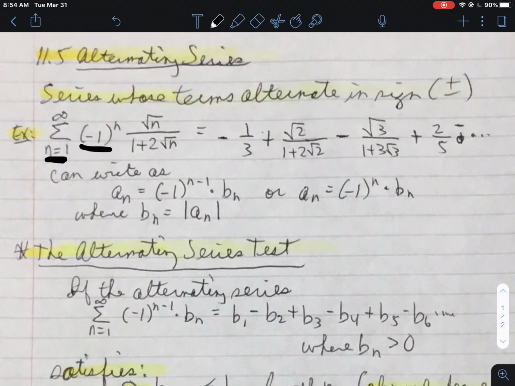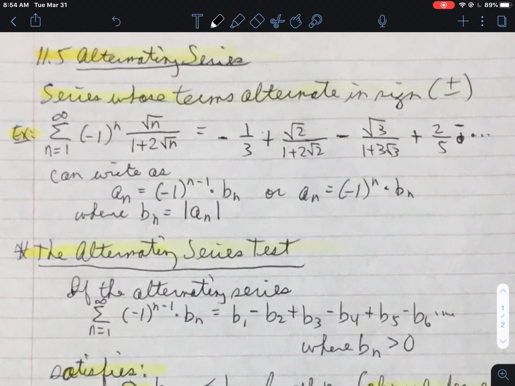So if I start, for example, with n equals 1, -1 to the n, the first term there would be negative, -1 to the first. If instead of -1 to the n, say I put -1 to the n plus 1, then my first term would be -1 squared, which would give us a positive value. So you can adjust positive versus negative based upon either where you start your counter or the exponent on the -1.